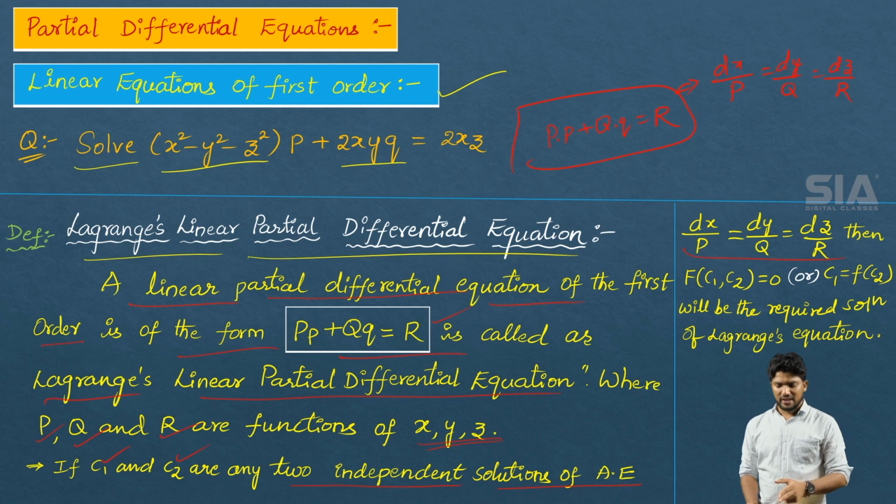Given a Lagrange's partial differential equation, first of all you have to convert it into this form. After that, for that equation there exist two independent solutions. The first solution is C1 and the second solution is C2. Then the final solution we can write as F(C1, C2) = 0, or C1 = F(C2). That is the required solution of Lagrange's equation.